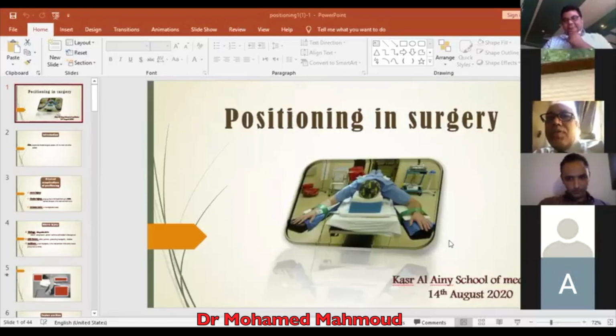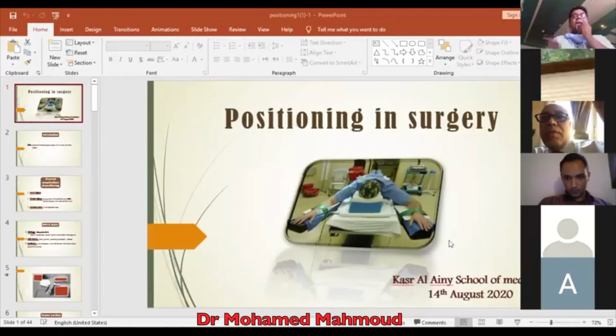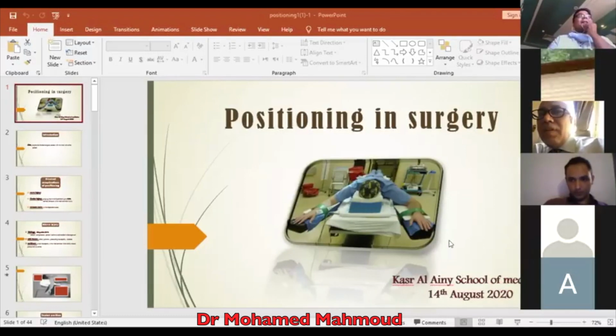Another question, ventilation in lateral position. As long as it is double lung ventilation, it's like ventilation in supine or prone position. We adjust the end-tidal CO2 from 30 to 35 mmHg on capnogram, and this is fine. It is normal ventilation to keep the end-tidal CO2 from 30 to 35 on capnogram.